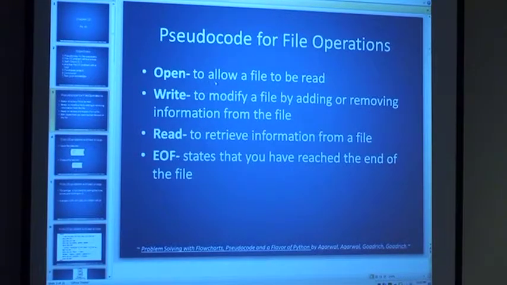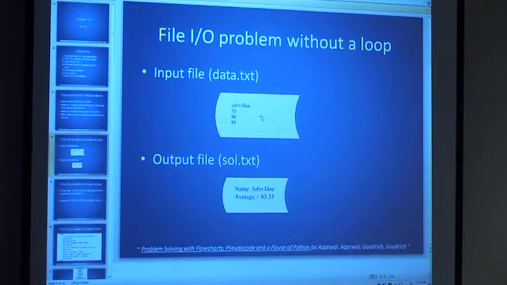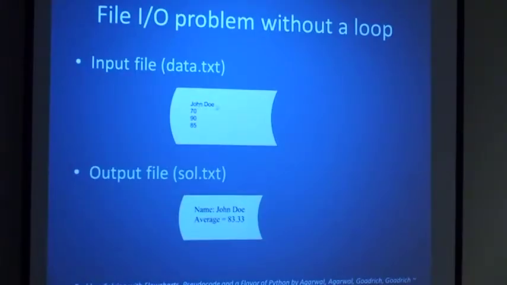Why do we open a file? To allow input or output to that file. Without opening it, you cannot do either one. So we'll take 3 or 4 examples. This is an example of file input output without a loop. Suppose we have a small file with the following data: John Doe, name of a person, and 3 grades, 70, 90, 85. All we need to do is figure out the average of the 3 grades. Now this is a file I/O problem, no loops. So we just have fixed data.